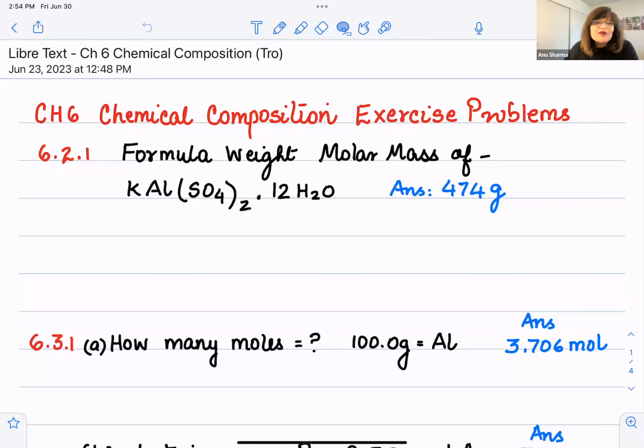Hi, guys. Okay, so let's look at the chapter 6 exercise problems on chemical composition. We are using the Libre textbook, Introductory Chemistry by Tro. Exercise problem 6.2.1 deals with finding the molar mass, the formula weight of a given compound. So how do you do this?